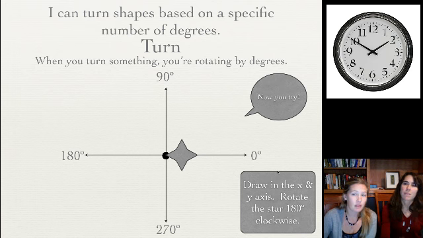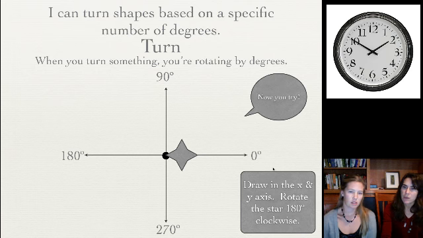So you're going to try this one. We have a different shape here. And once again, you're going to want to take a moment to draw in your X and Y axis. So you have the same lines right here. And now we have to rotate our star 180 degrees. And we want to think about clockwise too, so going in this direction like a minute hand on a clock.